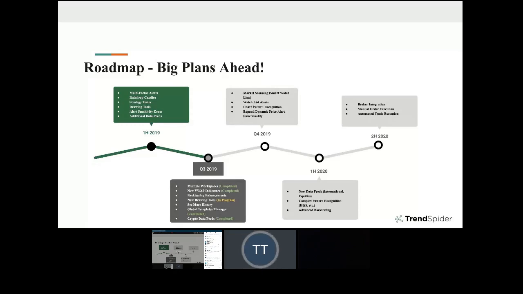First half of 2020 is going to be more focused on data feeds, more complex pattern recognition, so your inverse head and shoulders, your head and shoulders, cup and handles, those types of things. Getting more data on the backtest, or even more data and more statistics. And then finally, to finish the entire process, so this can be your one all-in-one platform you use for trading, we are going to have brokerage integration.